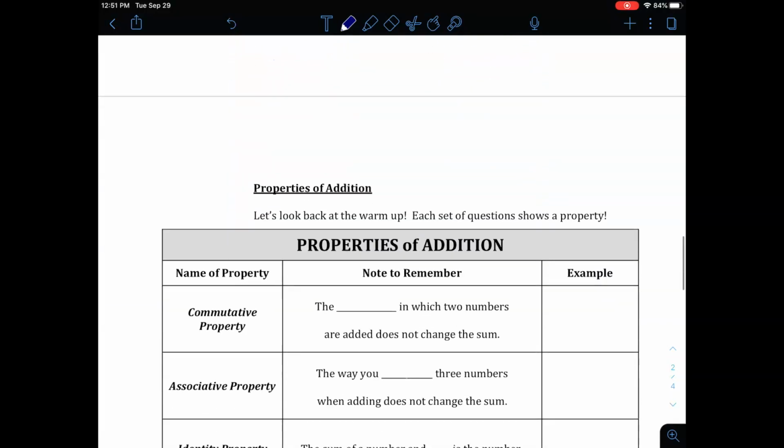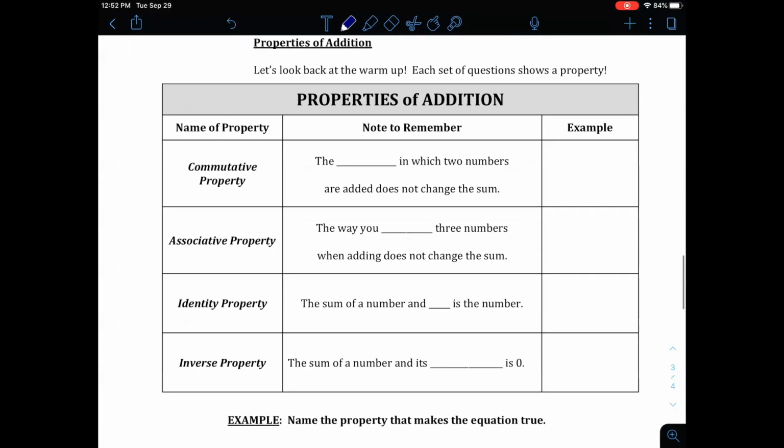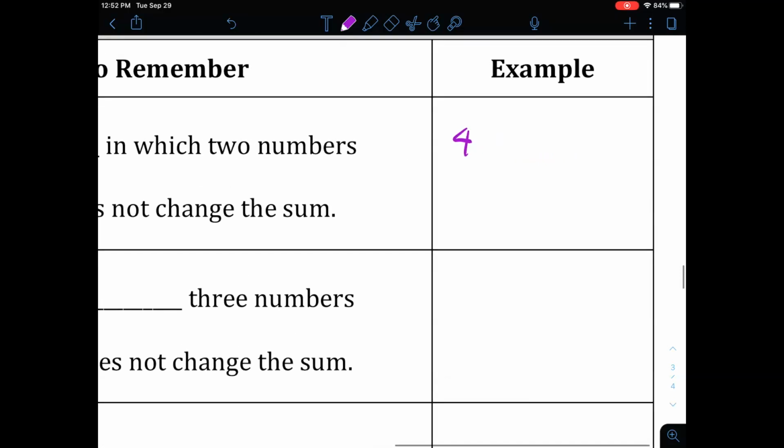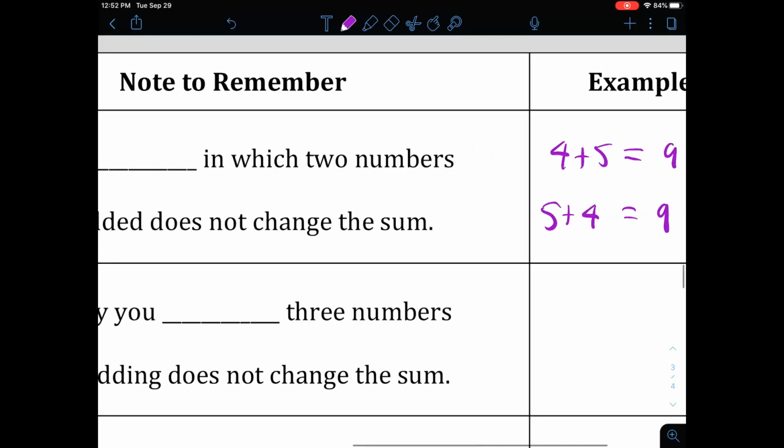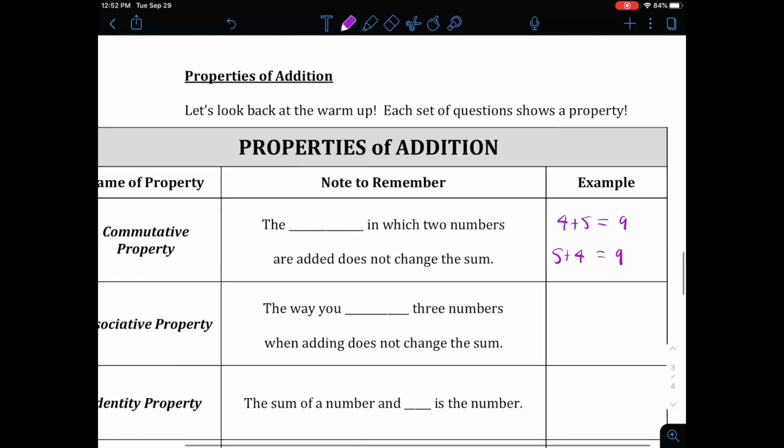Now let's move on to properties of addition. Okay, we're going to look back at the warm-up a little bit here. It says each set of questions shows a property. So, for example, we had 4 plus 5 equals 9, and 5 plus 4 equals 9. What did we change when we were adding here? We changed the what? Starts with an O. We changed the order. This is called the commutative property. Say commutative. Yep, so the order in which we add two numbers does not change the sum, does not change the result. Okay, that's called the commutative property.